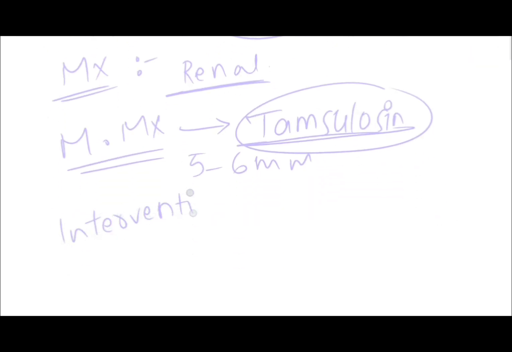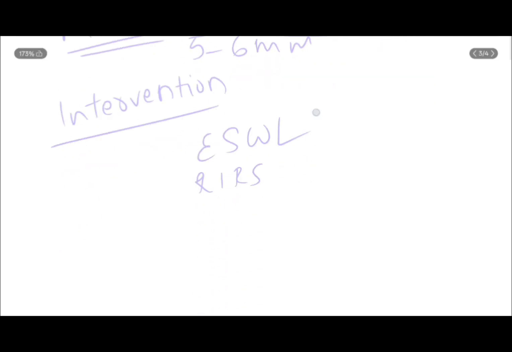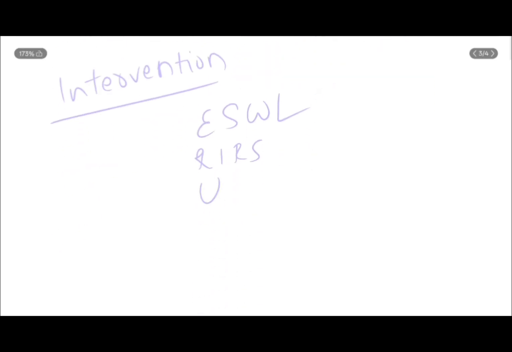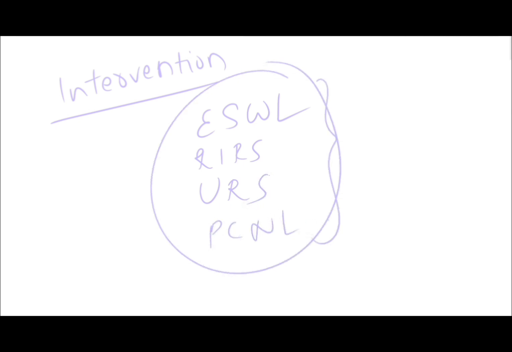Interventions for the renal stones are extracorporeal shock wave lithotripsy, retrograde intrarenal surgery, ureteroscopic removal of the stones, and percutaneous nephrolithotomy. These are the various interventions to treat the renal stones, right?